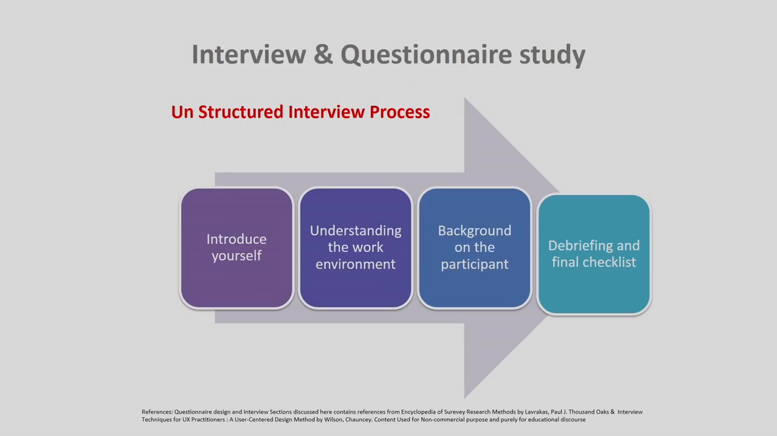Now, this is the process of an unstructured interview. You introduce yourself first of all, and then you start understanding the work environment. How do you understand the work environment? You ask general questions about how you use this product, what are the primary tasks you do and which task you most frequently use, this kind of questions. And thereafter, you ask some background on the participant. So, you ask what are the influences that influenced him to buy this product, how does he work throughout the day and where does he fit in these activities, all this kind of background information apart from the main activity or task.